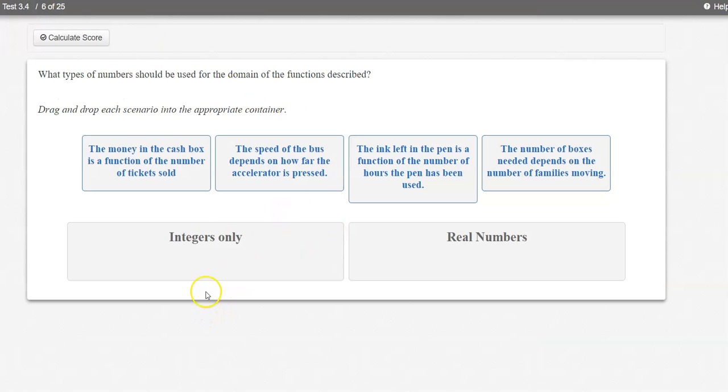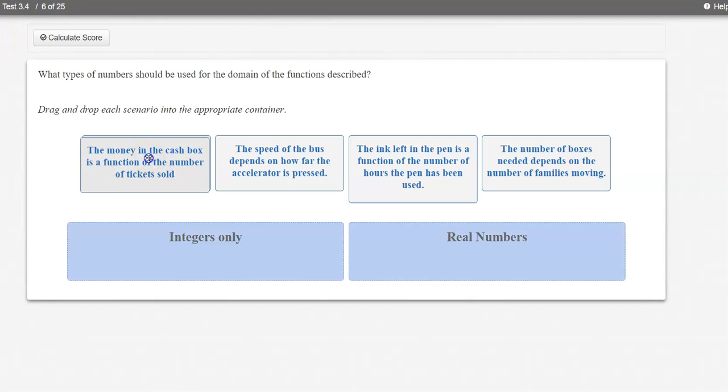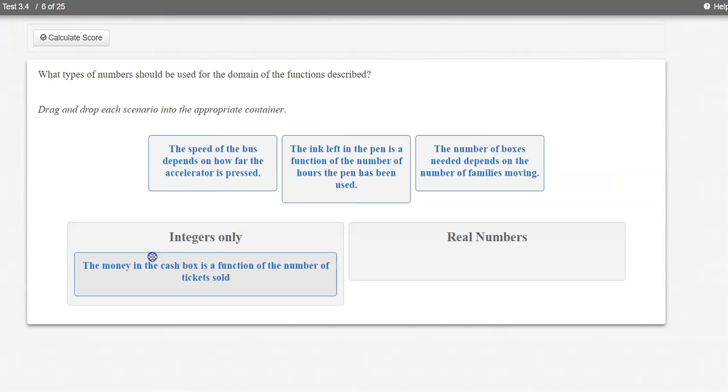What types of numbers would be used for the domain? The money in the cash box is a function of the number of tickets. Well, these are things that you count, and we use integers only for things that are countable. So we're going to put this one in integers.